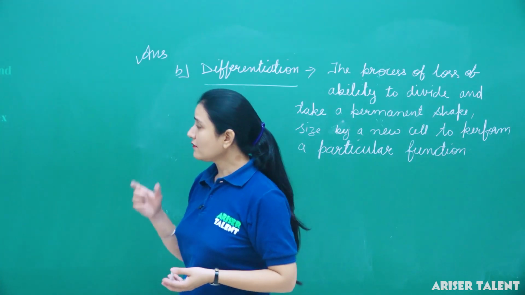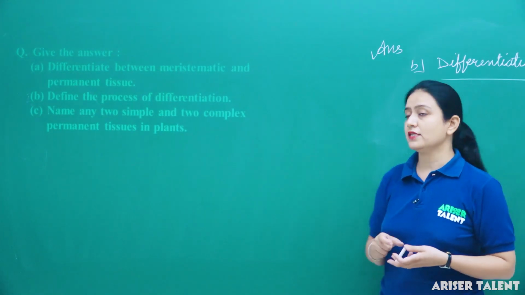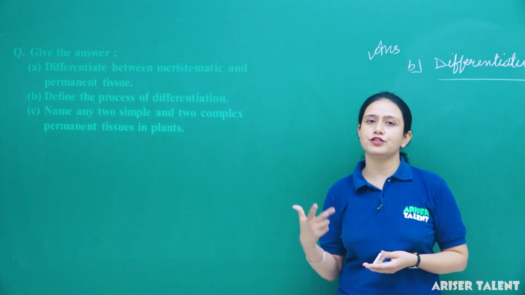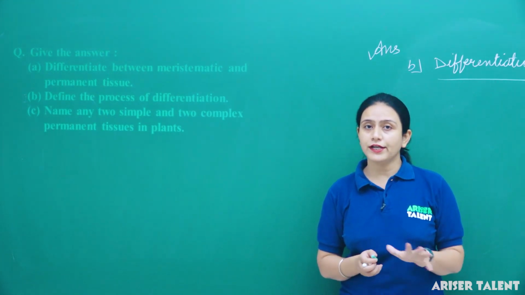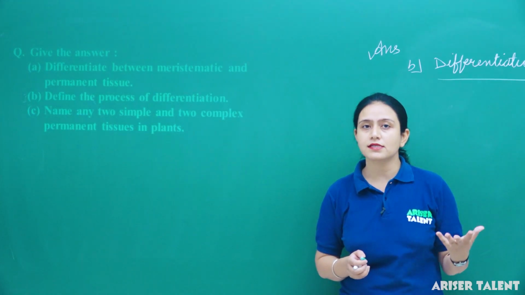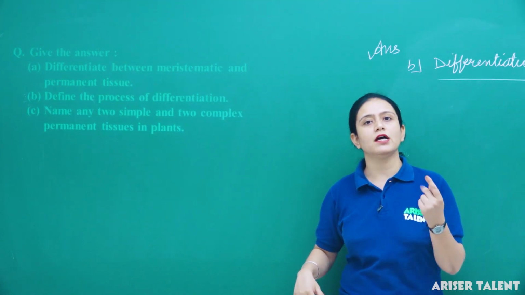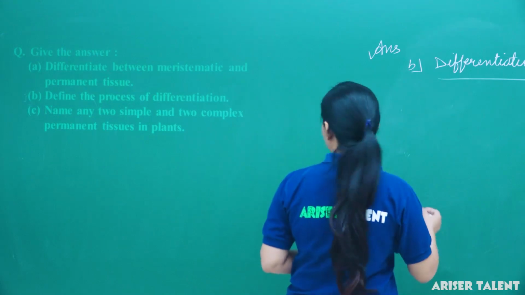Next is, name any two simple and two complex permanent tissues in plants. As we all know, plants have mainly two types of tissues, simple tissues and complex tissues. If we talk about the simple tissues, they are of three types: parenchyma, collenchyma and sclerenchyma. But the complex permanent tissues in plants are of two types only, xylem and phloem. So here we go with the answer, that is C.